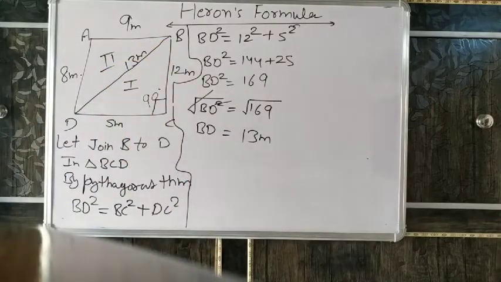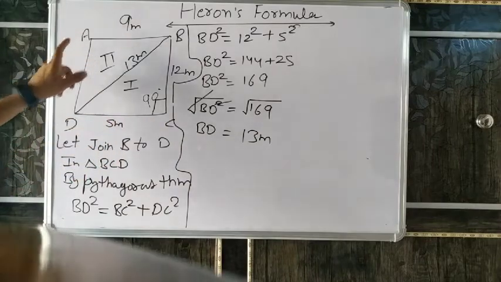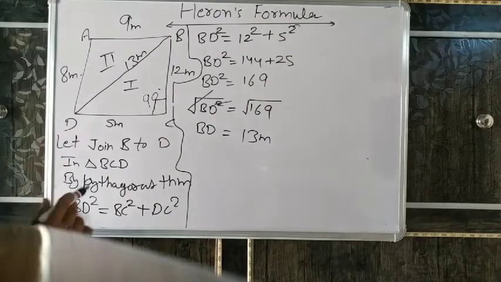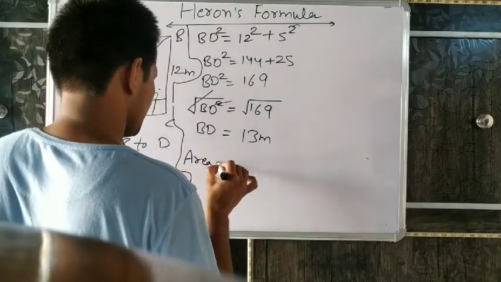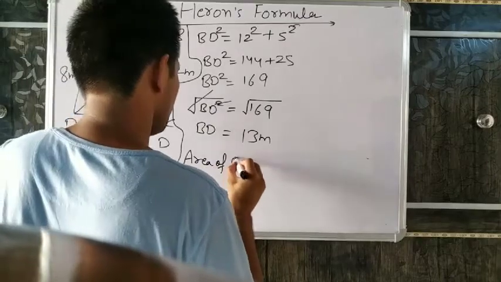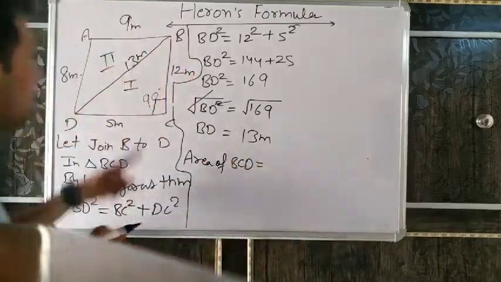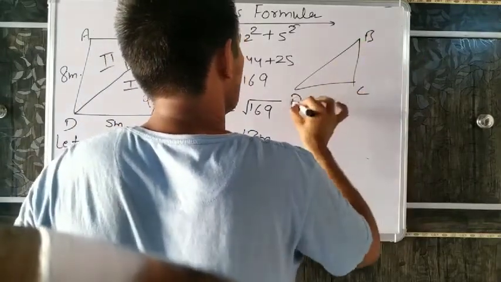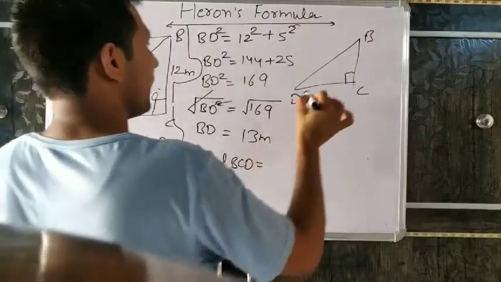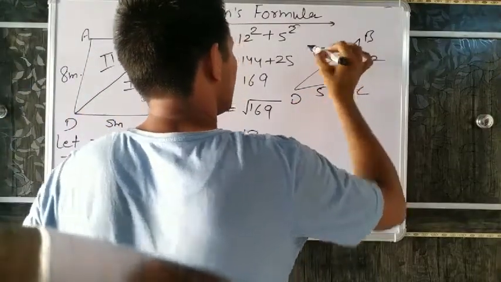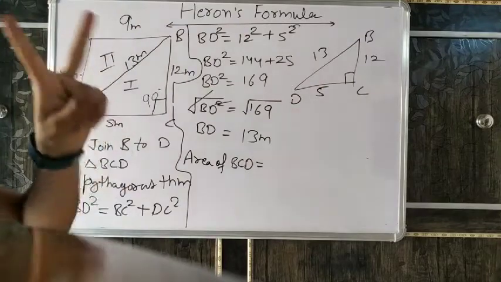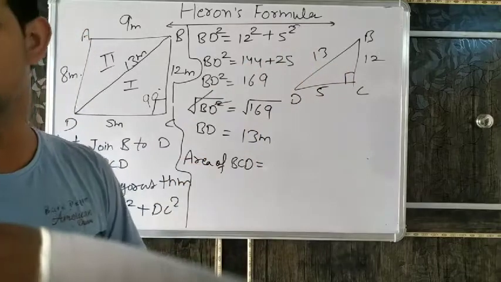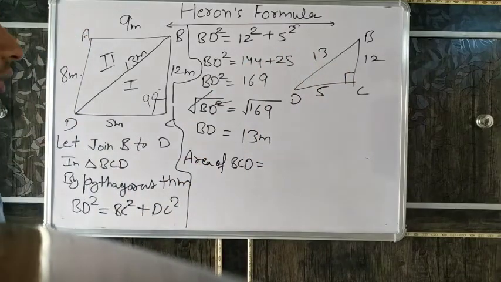Now we can easily find the area of ADB and the area of DCB. First we find the area of BCD, with sides 5, 12, 13. If we want to find the area of a triangle, we have two formulas. One is Heron's formula with three sides. We can use Heron's formula here also, but we have one more formula.